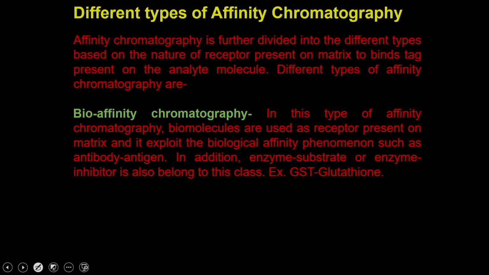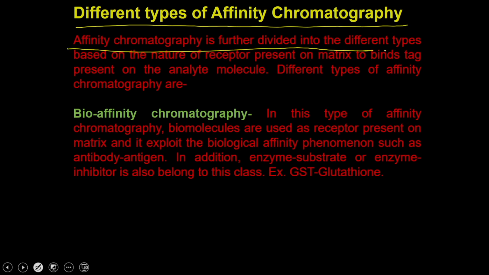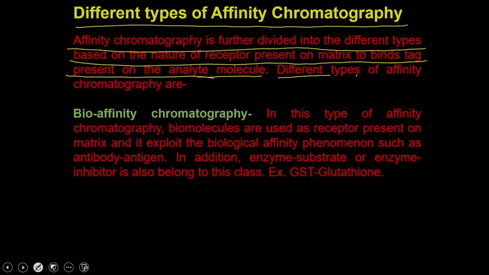So, there are different types of affinity chromatography. Affinity chromatography is further divided into different types based on the nature of the receptor present on the matrix to bind the analyte molecules. Different types of affinity chromatography are, first, bioaffinity chromatography.